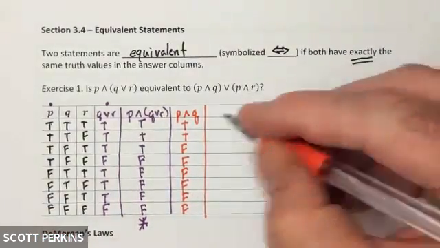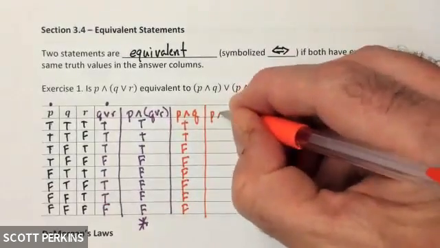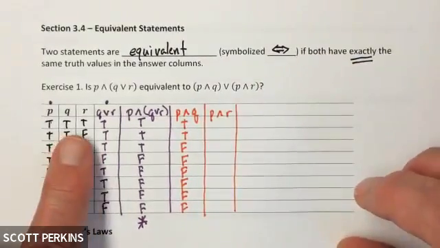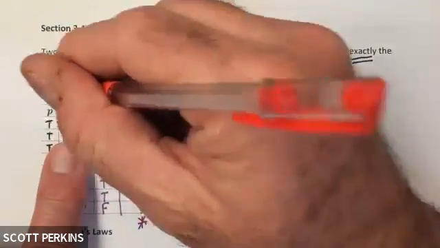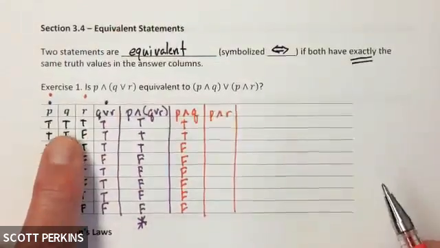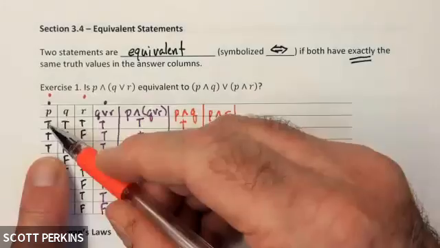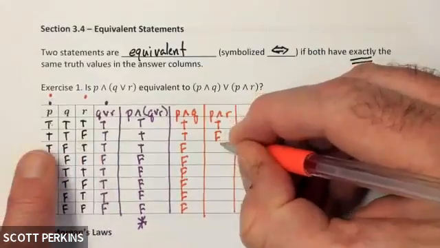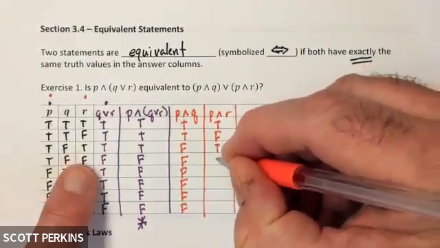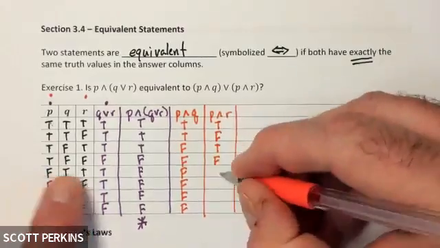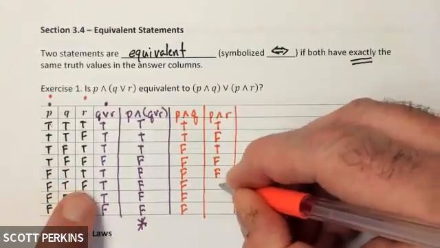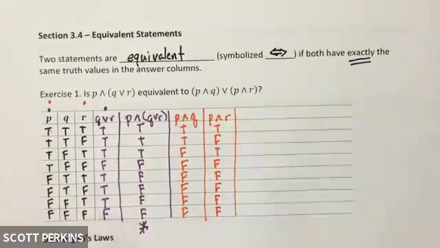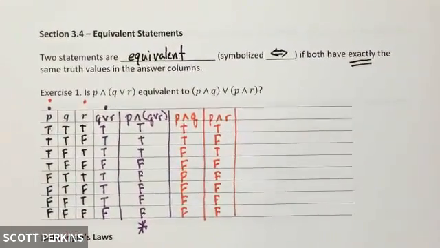The other parentheses is P and R. So I'm going to go down the P and I'm going to go down the R column, put a little orange dot just so that I keep that in mind. So the P and the R column. So I have true and true, true and false, true and true, true and false, false and true, false and false, false and true, false and false. So I have the first and the third are true on that one.